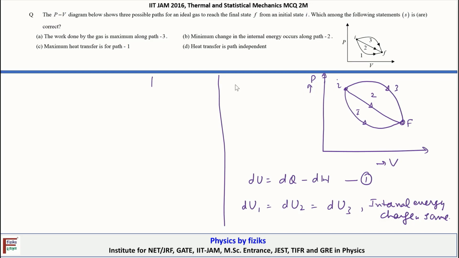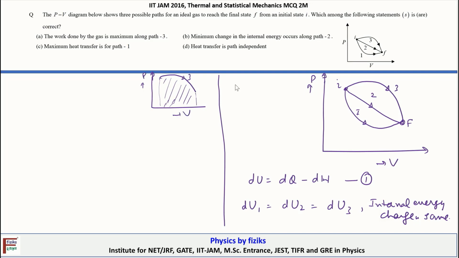Because in a PV diagram, the work done is the area under the curve. For instance, if you are having this process 3 here, by following path 3, the corresponding work done will be given by the area under the curve. So in process 3, the corresponding work done is this much, the shaded area here. It's a PV diagram.